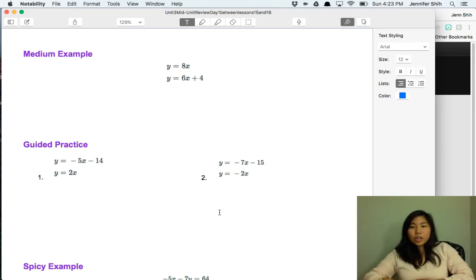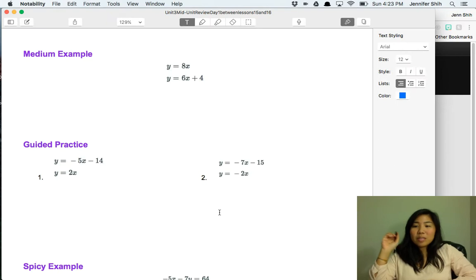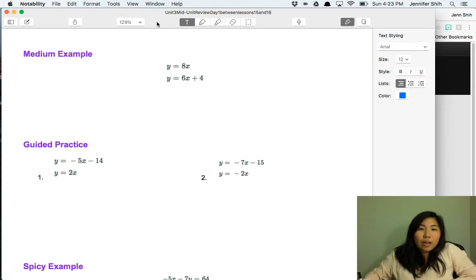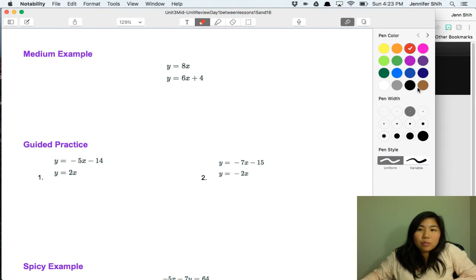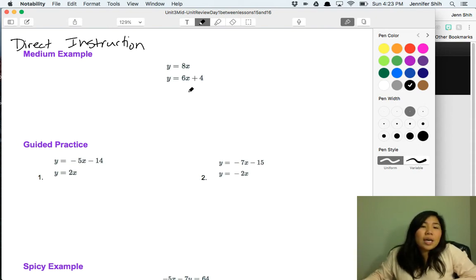These are your notes. Each one of the examples comes with some guided practice. So in your notebook, you should have teacher notes. This will be like the teacher example, also called direct instruction, because you are not going to listen to me on the board. You're going to listen to me through your screen today and your headphones. So we're going to try a medium example first.